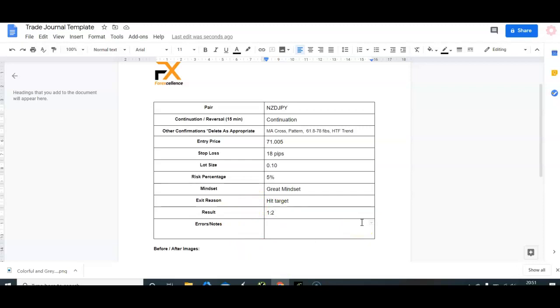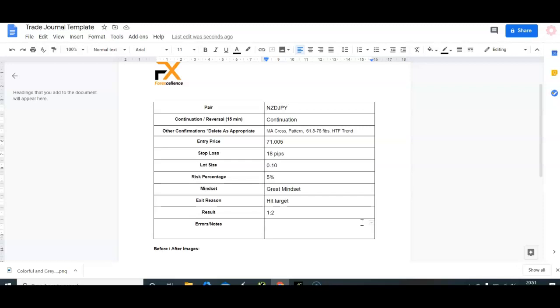I actually print these out because I like to have a paper-based file of the journals. You may decide to keep them in a digital format, which is absolutely fine. But I do think that it's very, very useful for you to identify your weak spots, start to work on those, and really make a difference to treat your trading like a business and make it work for you.